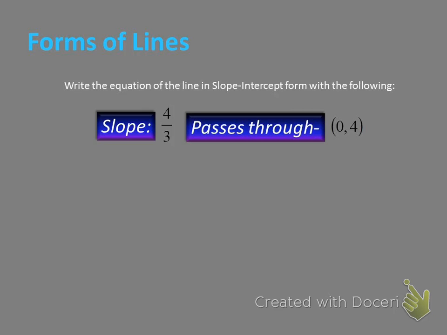So, the first one. Write the equation of the line in slope-intercept form with a slope of 4/3 passing through the point (0, 4). Step 1, find the slope. There it is. Step 2, find the what? Y-intercept.